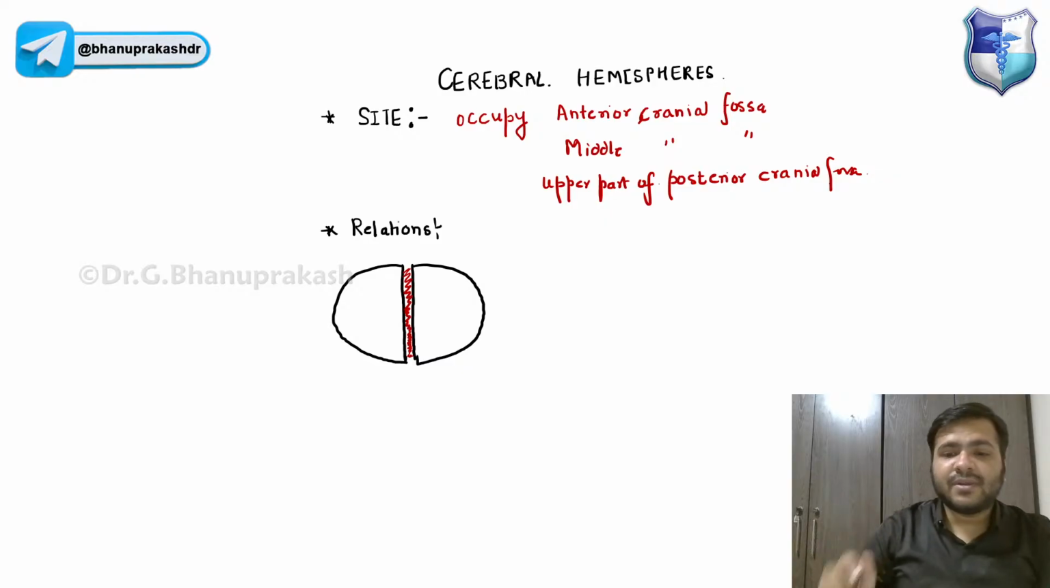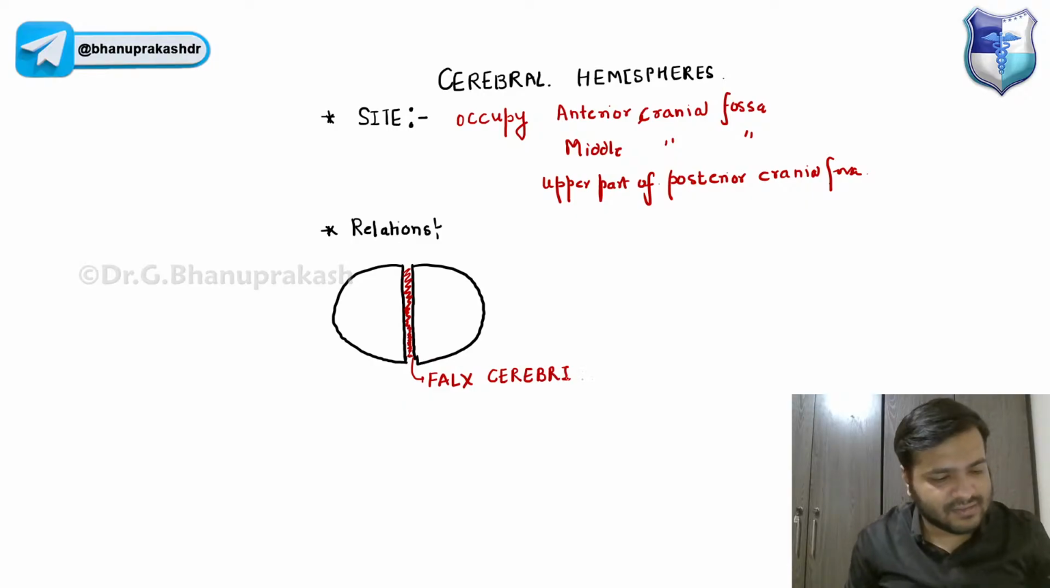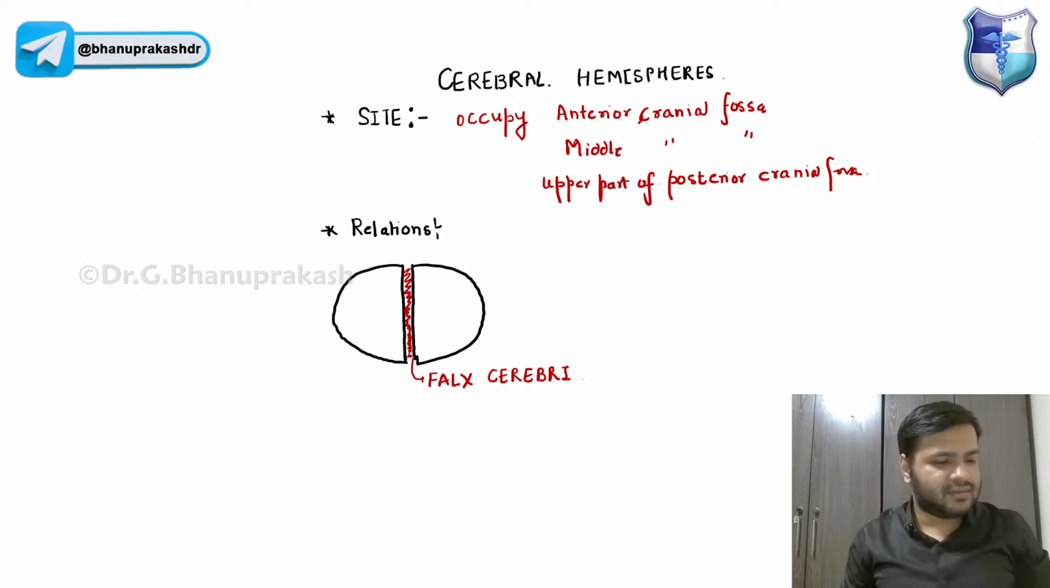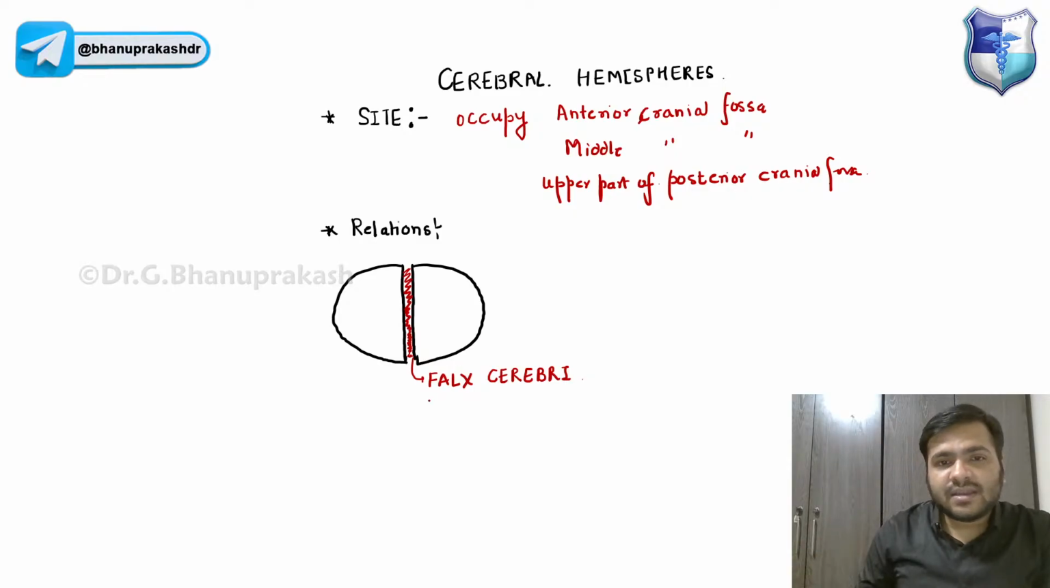So basically, they are separated from each other by a sickle-shaped fold of dura, and that is called the falx cerebri. Not exactly this, but I will be teaching you this also. The falx cerebri occupies the median longitudinal fissure.